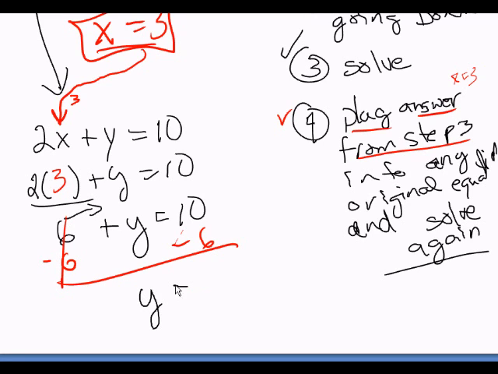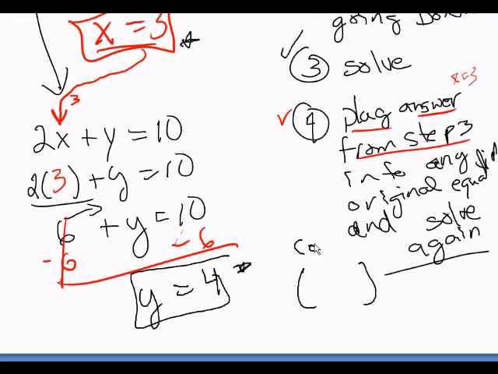So we do the opposite of adding 6. I'm going to subtract 6 from both sides. 6 minus 6 is 0. I am left with y. 10 minus 6 is 4. And here's my answer. X is 3 and y is 4. Those are my two answers.